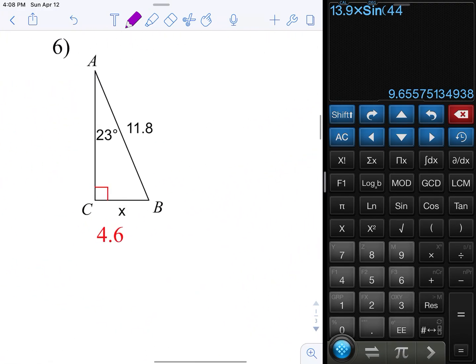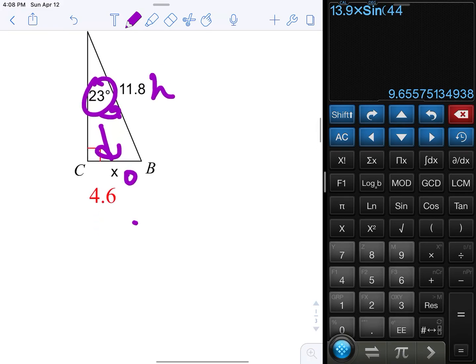Last one of these. They're all sine. I should have found better ones. Sine 23.